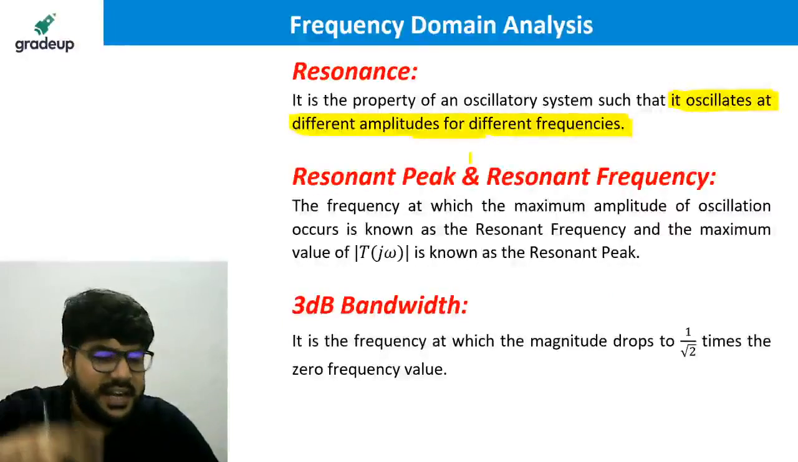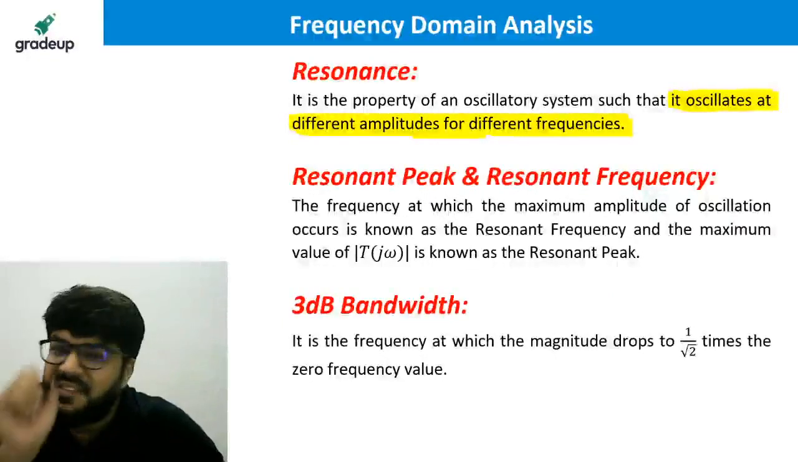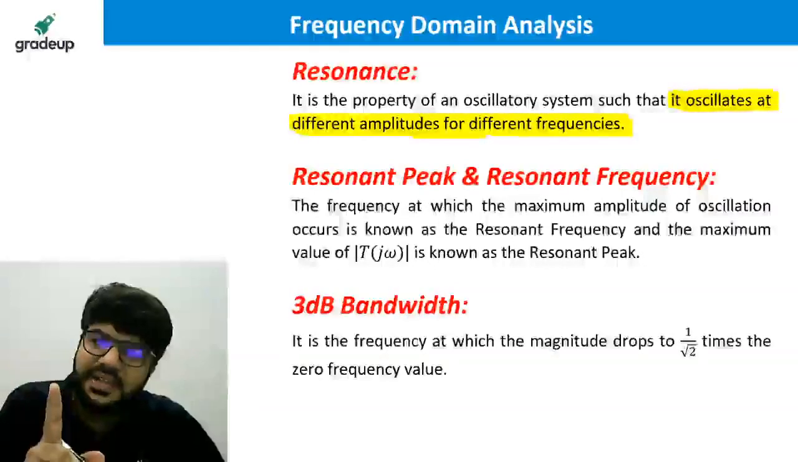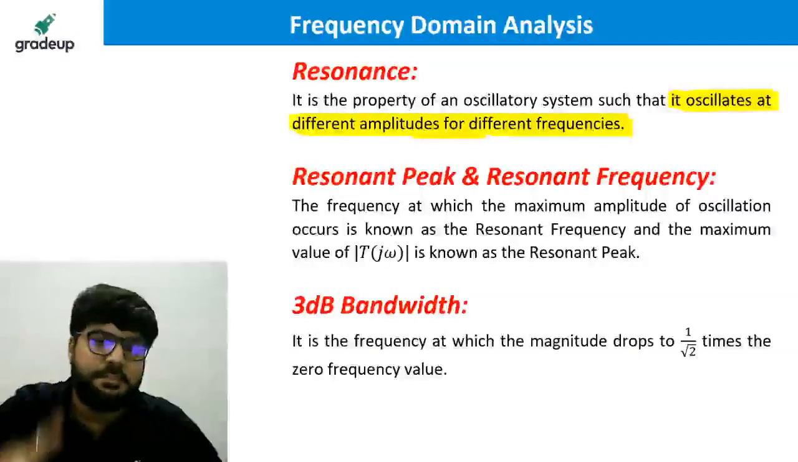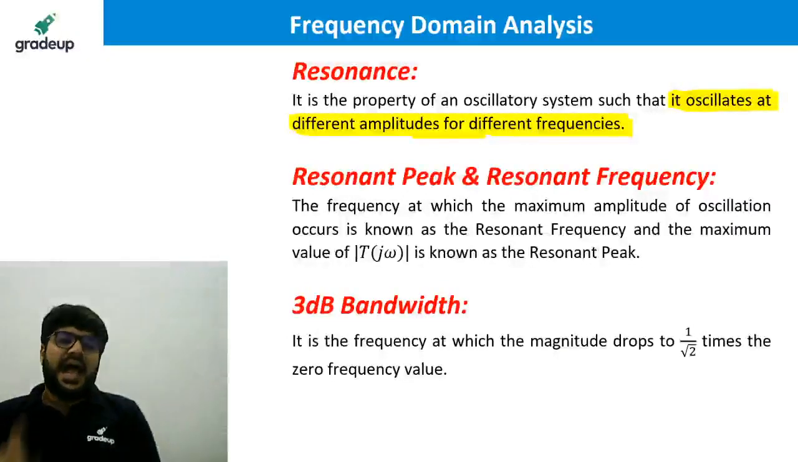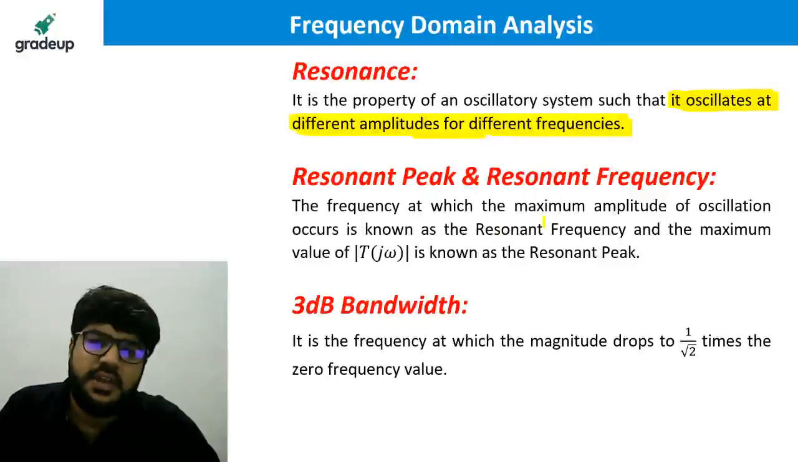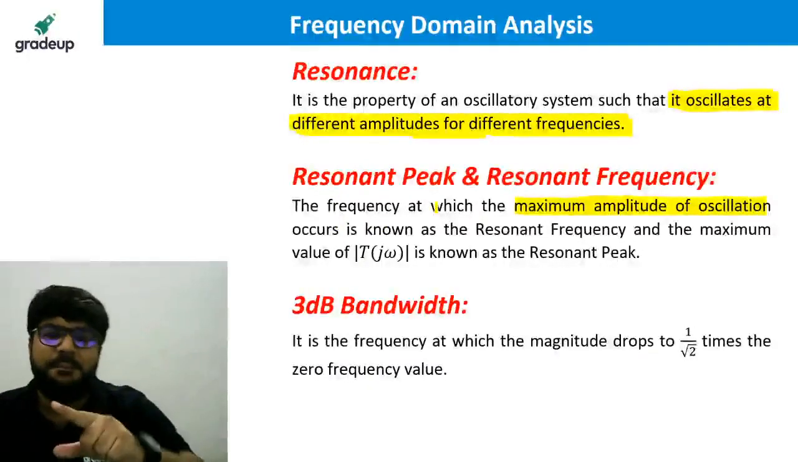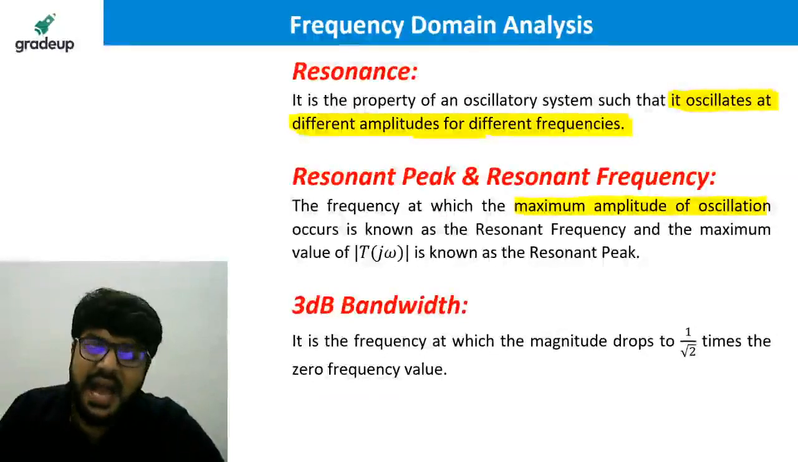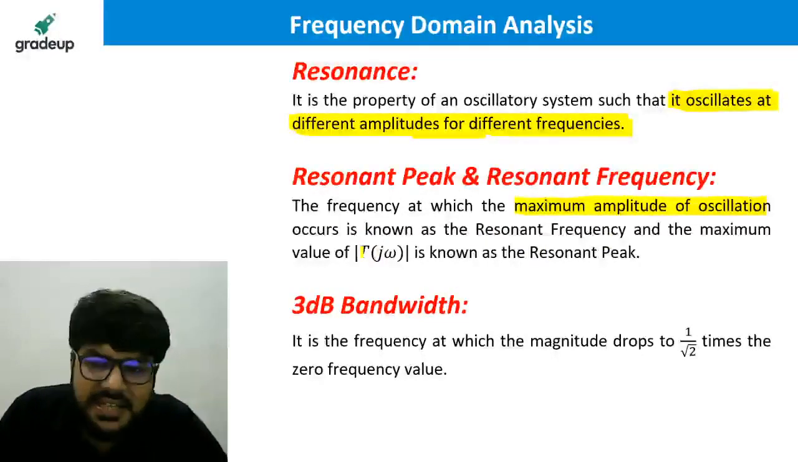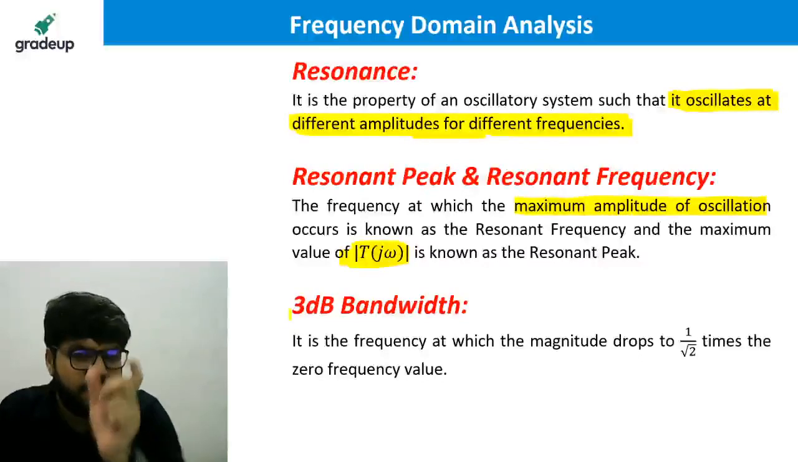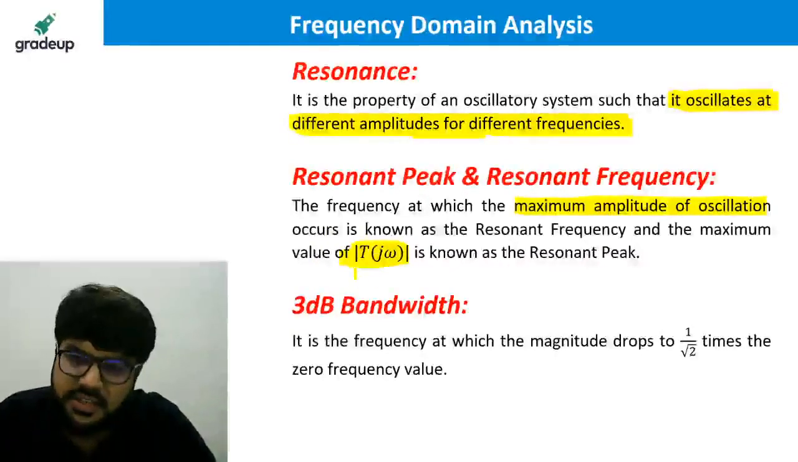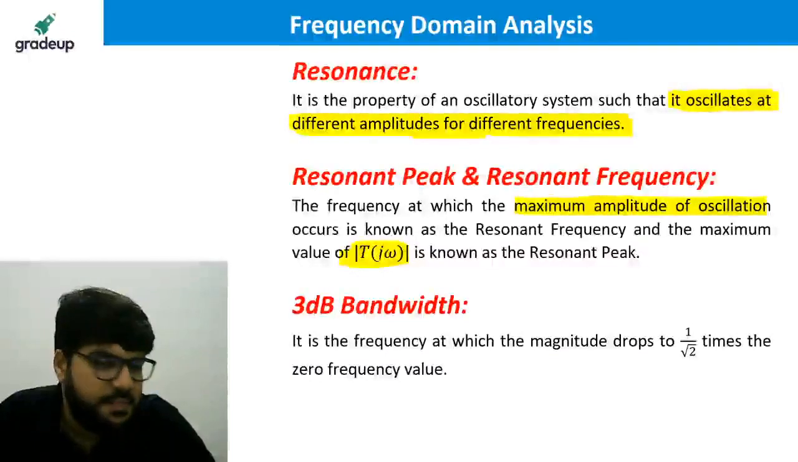Okay, so because it is oscillating at different amplitude for different frequency, there will be one frequency, guys, at which the amplitude of oscillation reaches the peak, the maxima. That frequency is known as the resonant frequency. The frequency at which the maximum amplitude of oscillation occurs is the resonant frequency. And the maximum value of mod T(j omega), that magnitude function, is known as the resonant peak of the system.